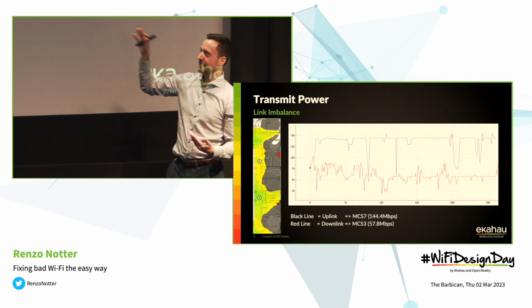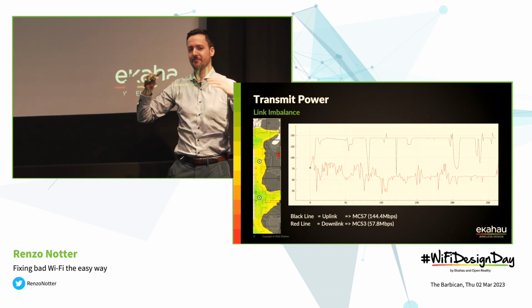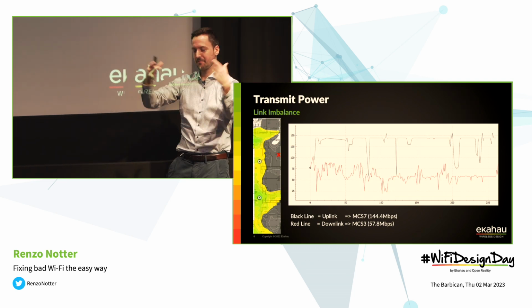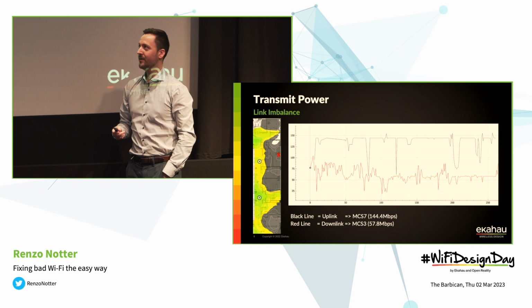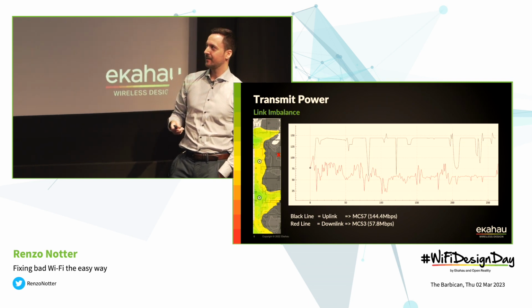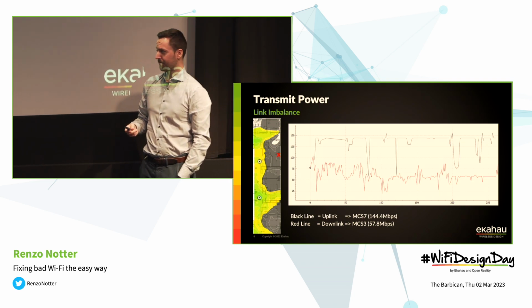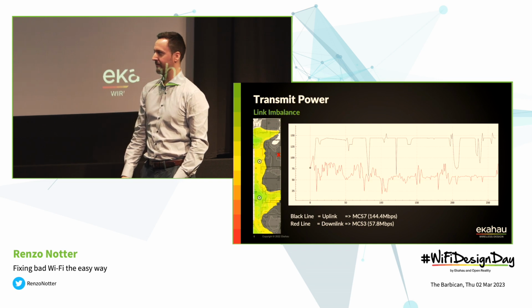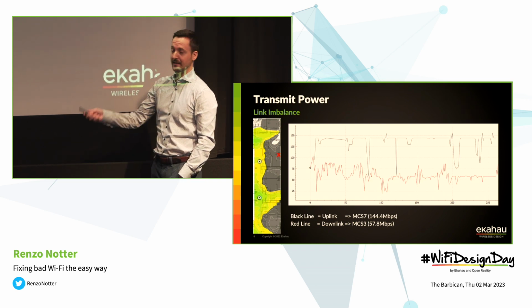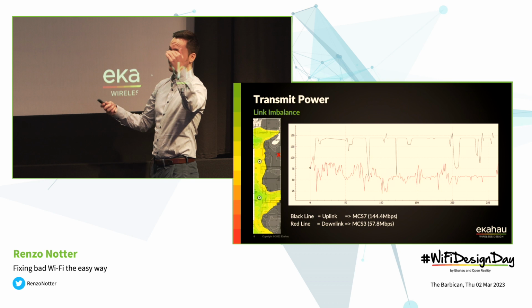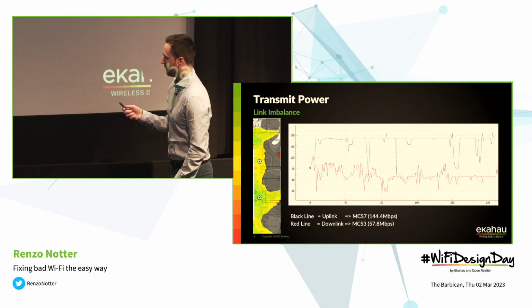But what I see in the field most of the time is the opposite, right? So access points go down with output power, and the downlink is impacted by this. And about 70–80% of my traffic that I see is downlink traffic. So I want to have a high-performing downlink.